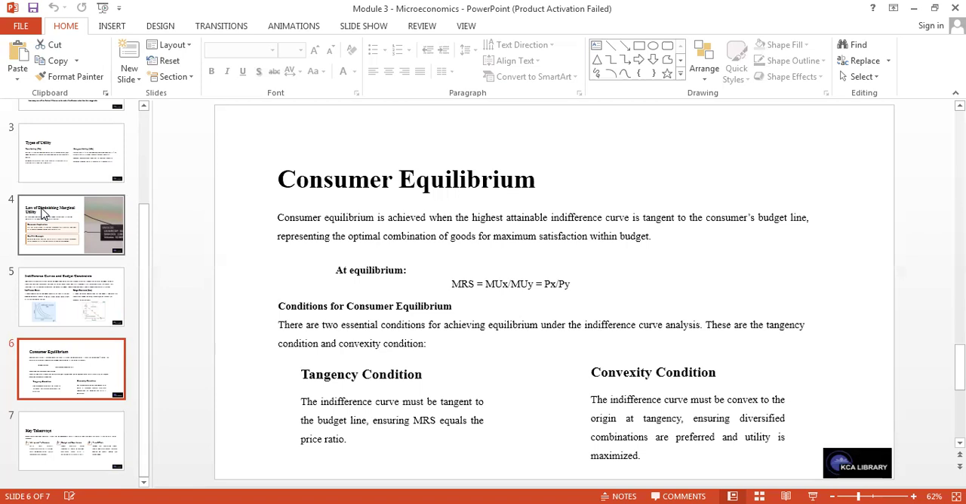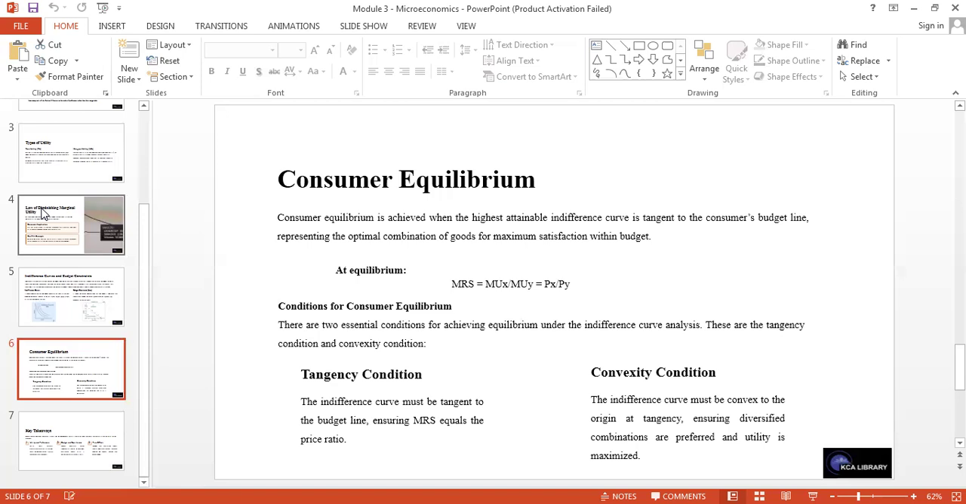And you see at equilibrium, the MRS, which is equal to the marginal utility of X divided by the marginal utility of Y, is equal to the price of X over the price of Y. What are the conditions for consumer equilibrium? There are two essential conditions for achieving equilibrium under indifference curve analysis, and these are the tangency condition and the convexity condition.